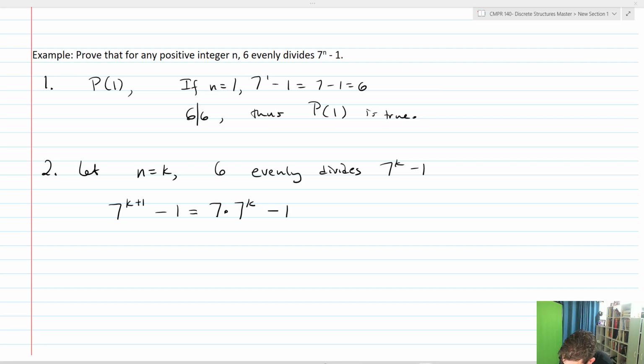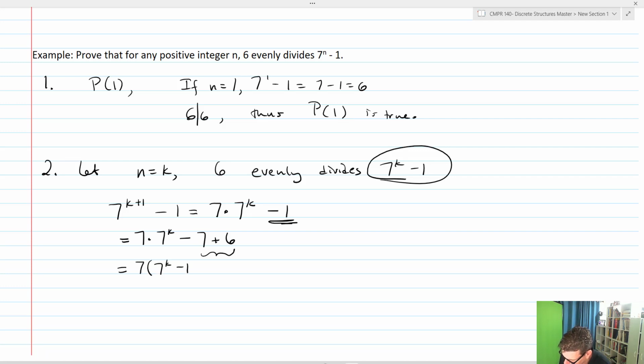Now we've got a little bit of a trick. We're going to make this 7 times 7 to the k, minus 7 plus 6. The reason is that we need to get the 7 to the k minus 1 in here. That's one of those things we've got to be able to do. One of the tricks we do sometimes is to separate out the minus 1 into something that has a 7 that we can factor out, plus, and in this case luckily, plus 6. So this ends up equaling 7 times 7 to the k minus 1, when we factor out the 7, plus 6.